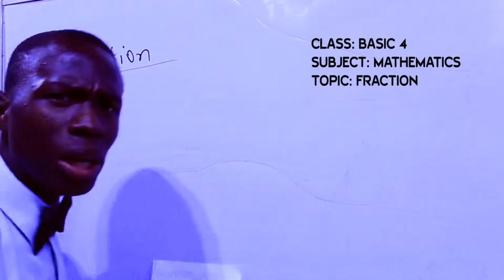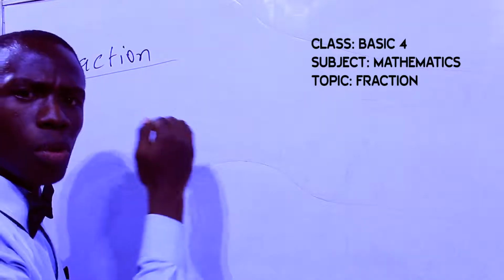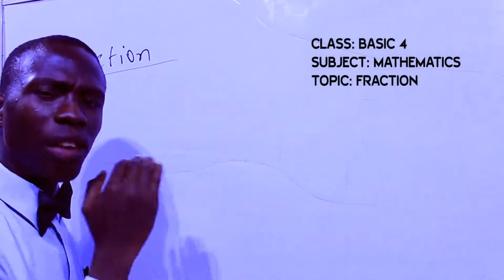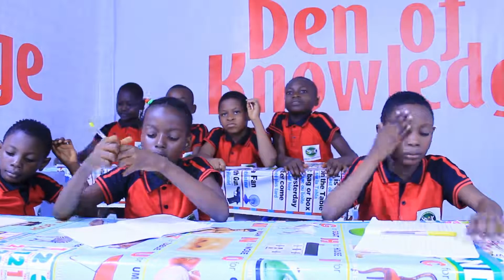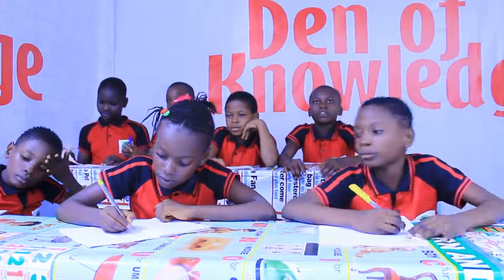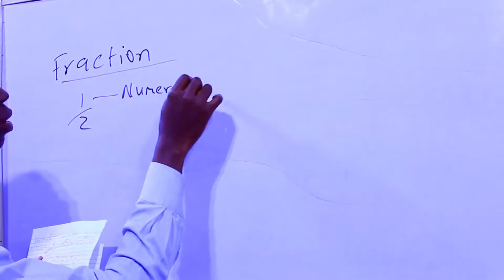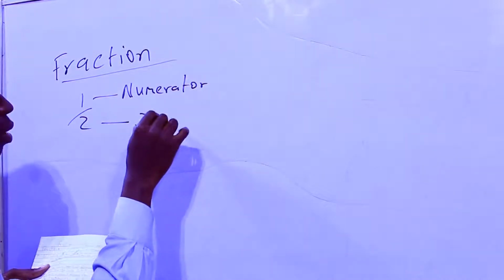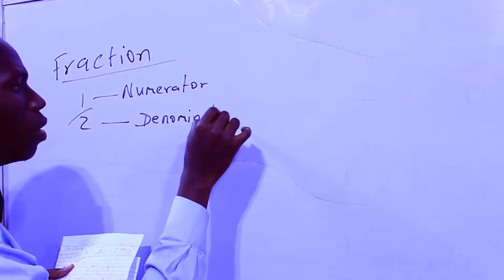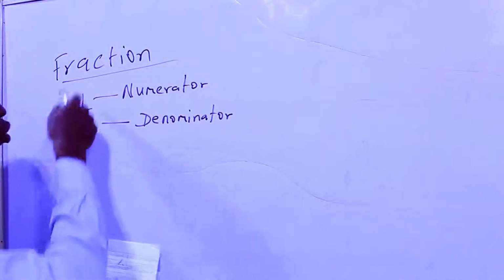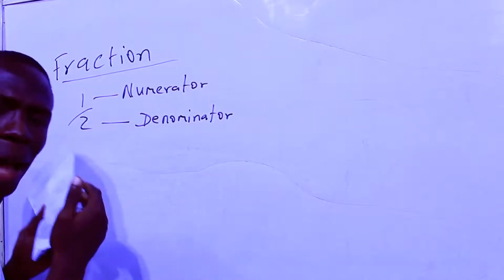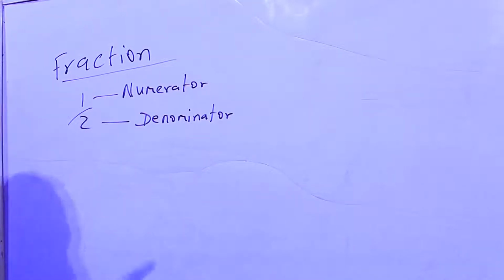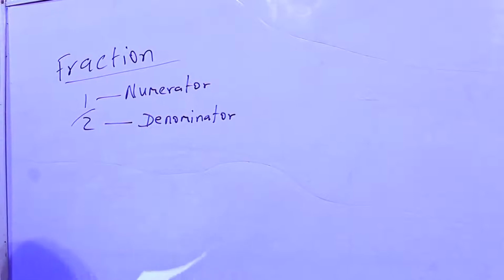Or you can say fraction is a number that has numerator and denominator, like this: 1/2. This is the numerator, and this is the denominator. Any number that has two numerals, numerator and denominator, is called fraction. Remember, it's a part of a whole or a number that has two numerals.